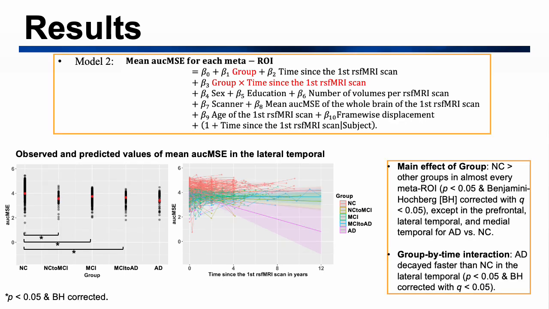Model 2 was based on the meta-ROI analysis. We found AUC MSE was greater in the normal control group than all the other groups in almost every meta-ROI, with only a few exceptions. We also found AUC MSE in the Alzheimer's group decayed faster than the normal control in the lateral temporal.